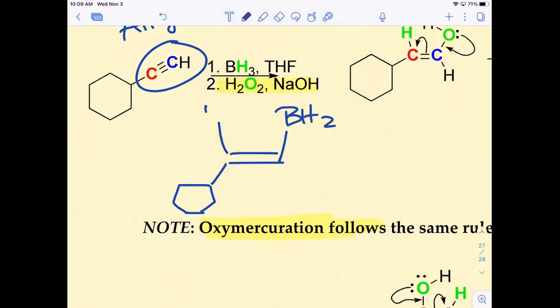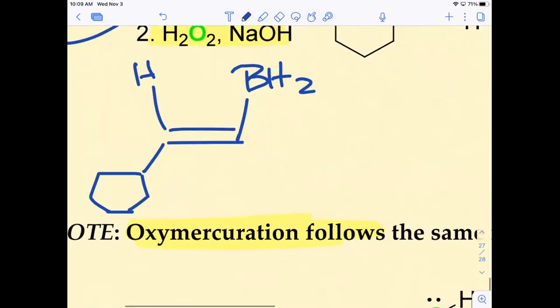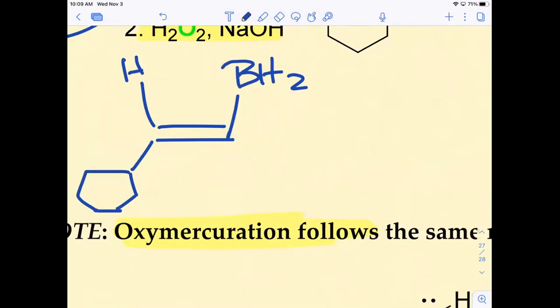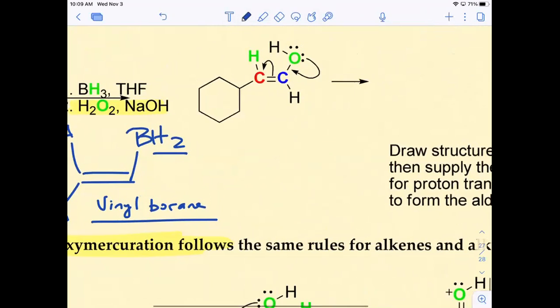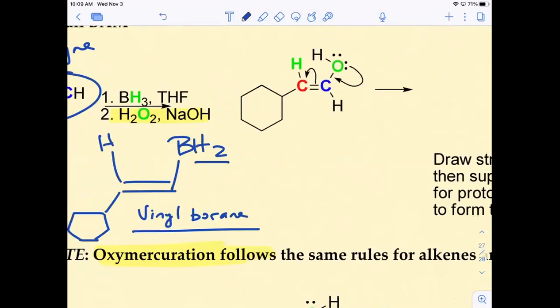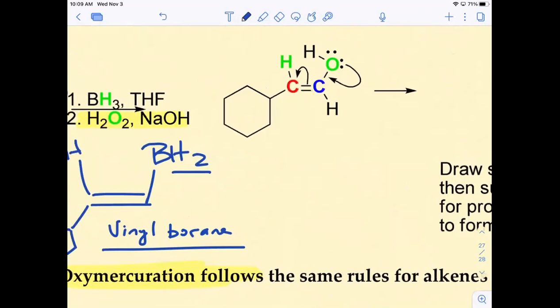All right, but just like with the alkene, I can add 2 more triple bonds to this and get 2 more vinyl groups bonded to boron, right? Because I got 2 hydrogens left on there. So this is a vinyl borane, right? So we know the outcome. We get anti-Markovnikov addition of H and OH. So the H is on the most substituted side, and the OH is on the least substituted side, and you can see that here.